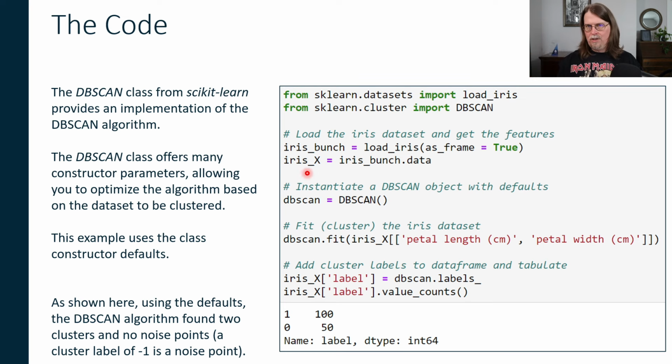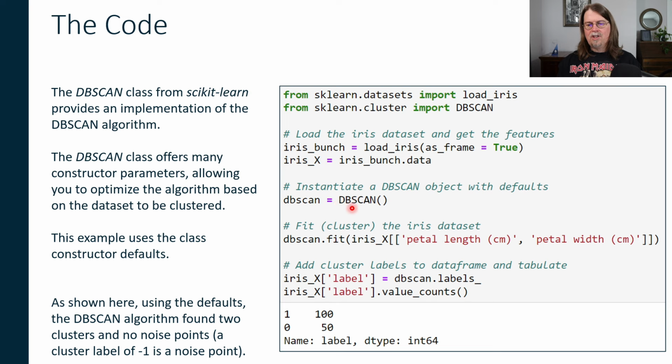Now, by convention, when you're using scikit-learn, the features that you're going to feed into an algorithm, whether it's a clustering algorithm or a predictive algorithm or whatever it might be, are called X. That's just the naming convention. So I'm calling this iris_X to be compliant with the naming convention. And now I have my data ready to be clustered.